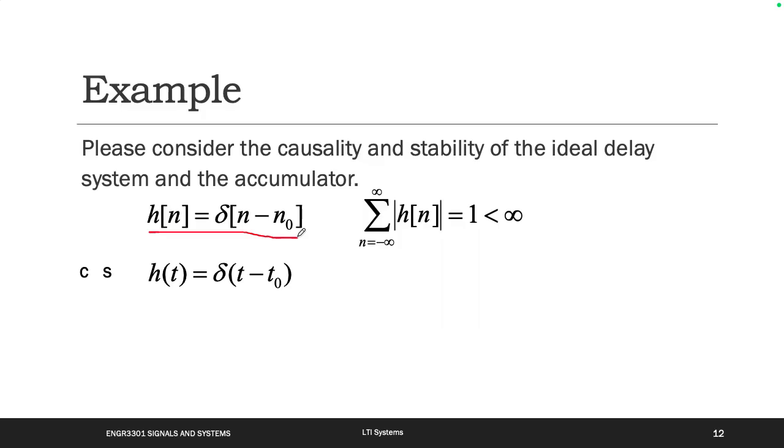The causal or not causal question is similar to this one, similar to what we have already talked about. And for this one, the sum is also 1, am I right? So it is smaller than infinity, it is stable. I think I just had that opposite. So it is causal and stable. That makes sense to you? Any question? How about this one?